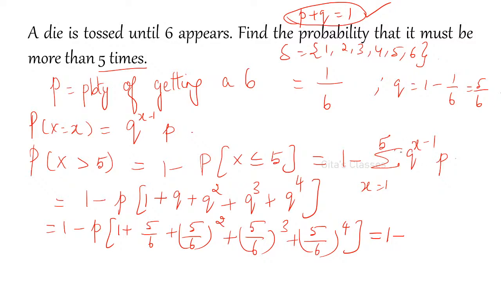P into, even in sigma you can use your calculator. I have taught you already how to use this sigma. In binomial I have explained how to use sigma in the calculator. So directly, instead of writing all these things, you can write x varies from 1 to 5, q to the power x minus 1 into P.